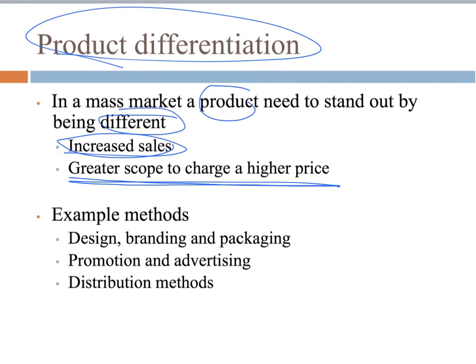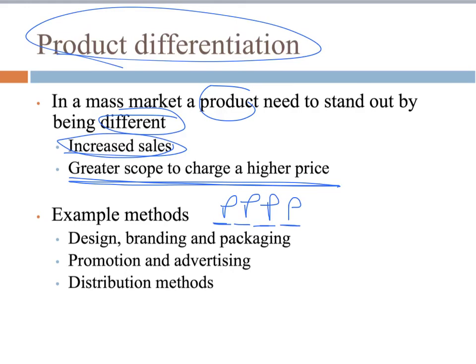In a mass market, product differentiation is usually employed by things in the marketing mix. You'll have come across that briefly before, and it's the 4 Ps. So things to do with changing the product, the price, the place where it's sold, and how the product is promoted. So it might be that we have good design or good branding and packaging to make the product more attractive. It might be that we have a clever promotional or advertising campaign to boost images.